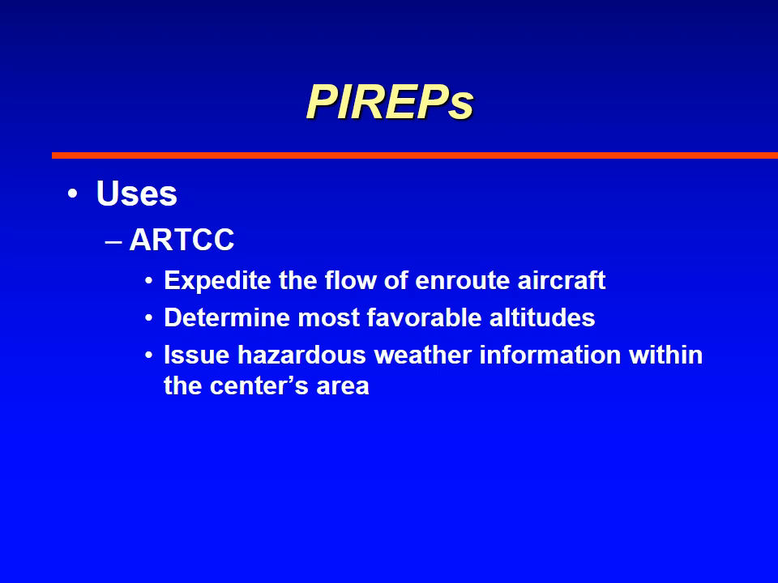Also, ARTCC or centers use it to expedite the flow going across their airspace. So, in other words, they'll try and navigate aircraft around thunderstorms if you report thunderstorms, or particularly, if there's icing, you report an altitude with ice and they'll avoid that altitude.